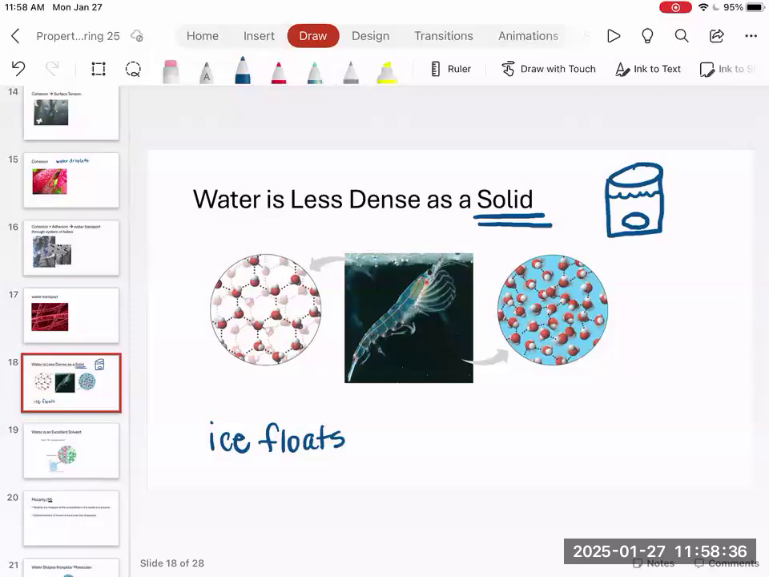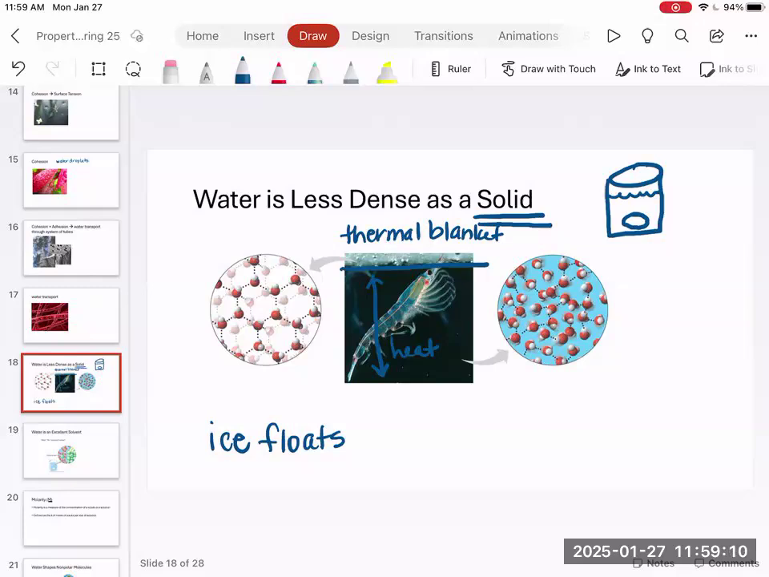So what does this have to do with living organisms? Well, you can see this little shrimp, and he is under this ice cap. And now what that's going to do is that's going to serve as a thermal blanket. And now this water is not going to lose heat to the environment, and it's going to retain that heat in the water column, and that ice will not go all the way to the bottom, so now aquatic life can still exist.